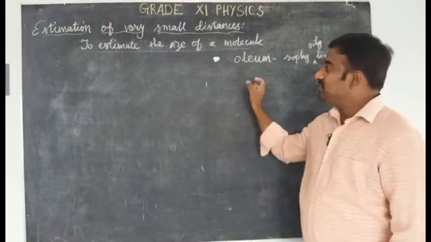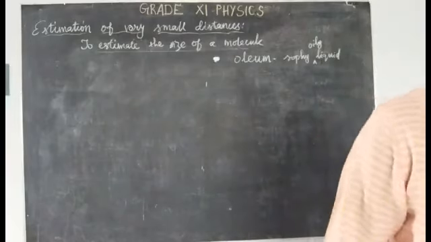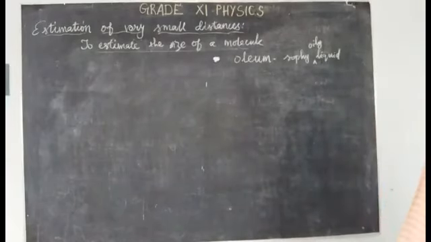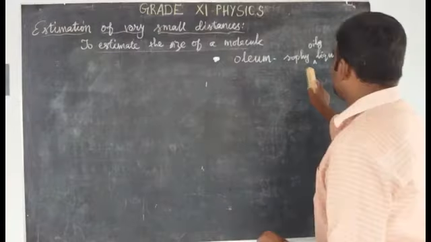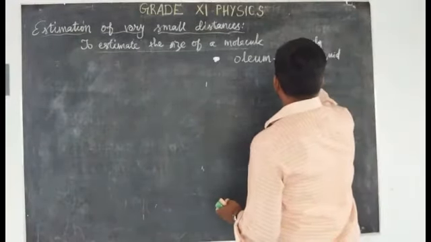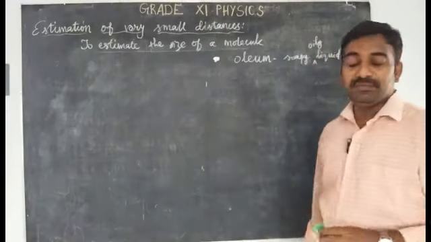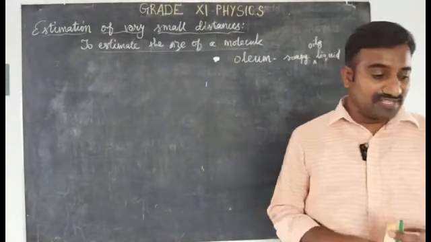So our aim is to estimate the size of a molecule. To estimate the size of a molecule, here we will take oleic acid. The simple method for estimating the molecular size of oleic acid: oleic acid is a soapy liquid. Oleum means palm oil-like substance.